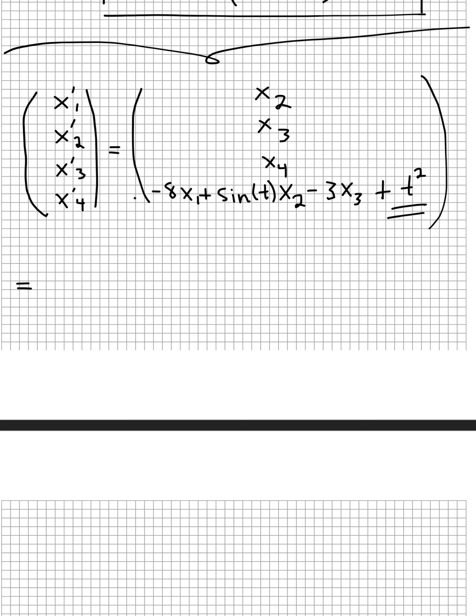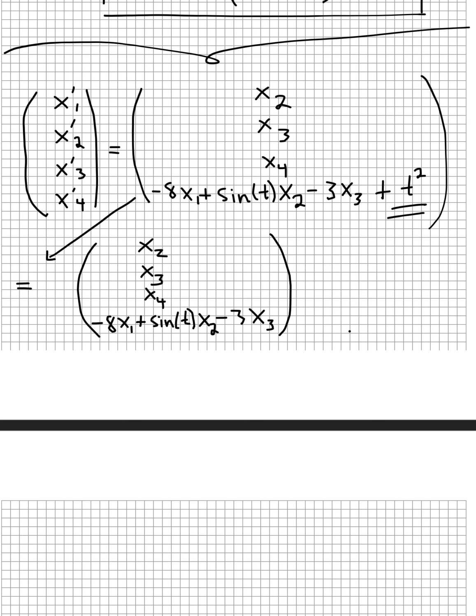This equals, meaning this piece here, this will equal another column matrix, which will be x2, x3, x4, and again the minus 8x1 plus sine of t x2, okay, minus the 3 x3, okay? So we've isolated all the terms that had changed variables incorporated with them.